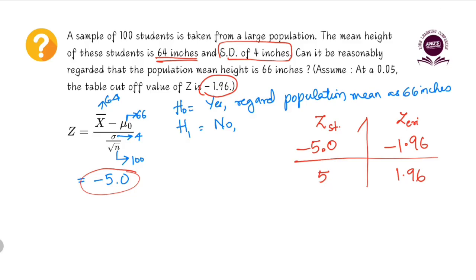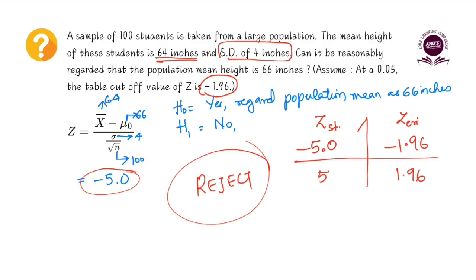We will definitely have to reject our null hypothesis because the z statistic value is definitely very much greater in magnitude than the z critical value. So we are rejecting. That means we cannot regard that the population mean height is going to be 66 inches. Okay. So that much is clear. We have no choice but to reject our null hypothesis as per the interpretation rule.